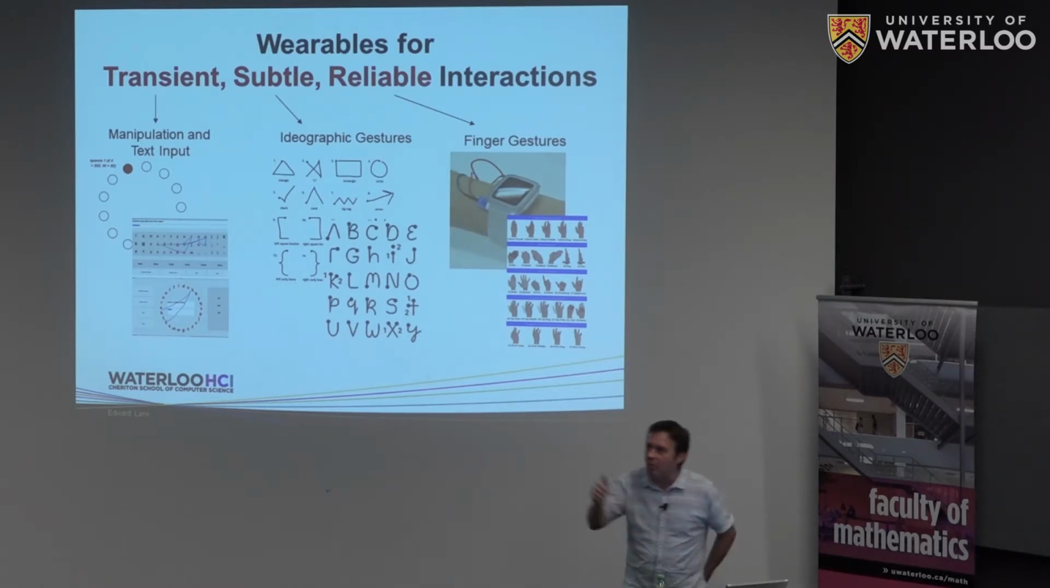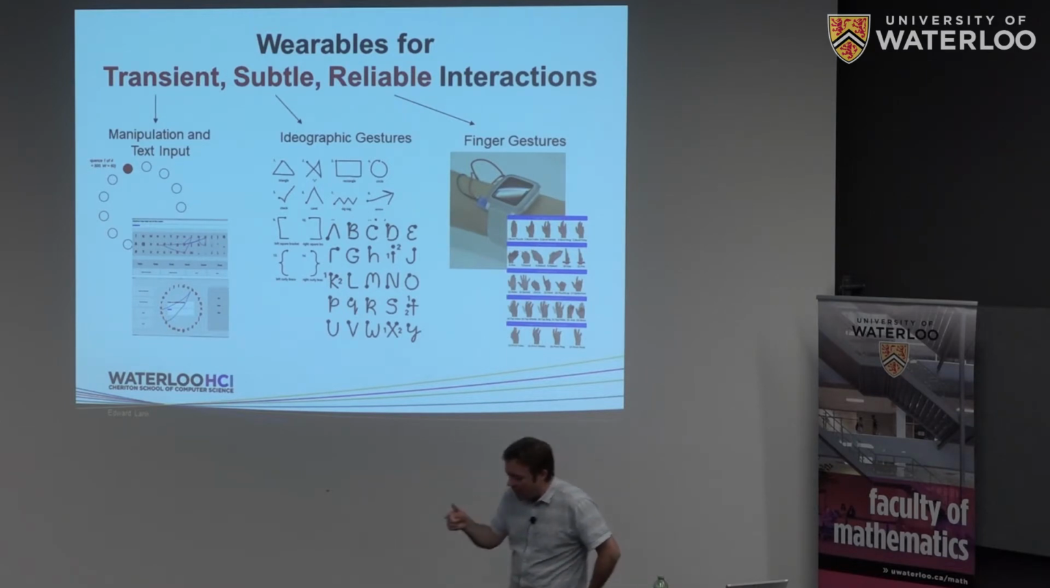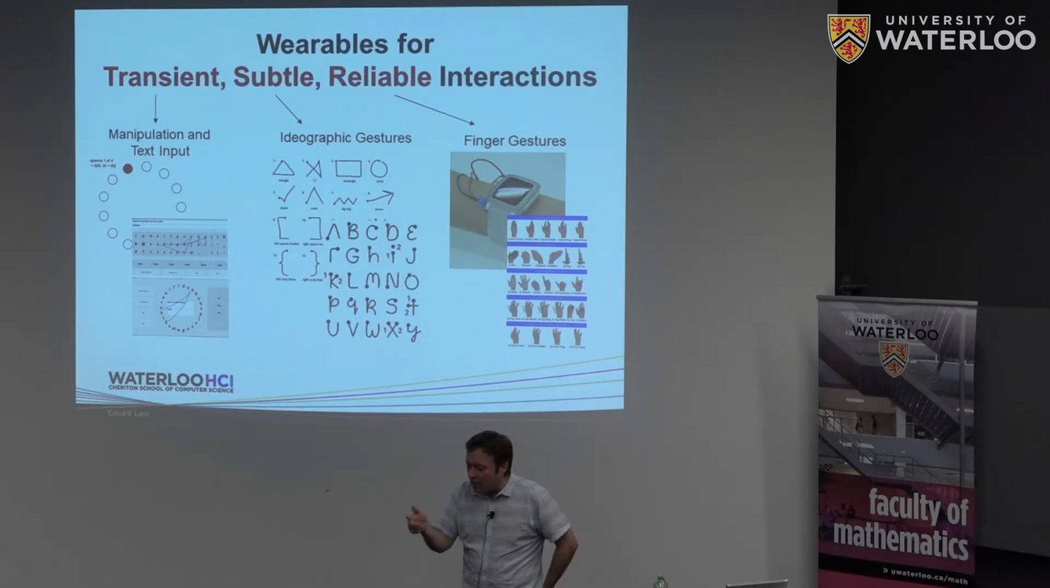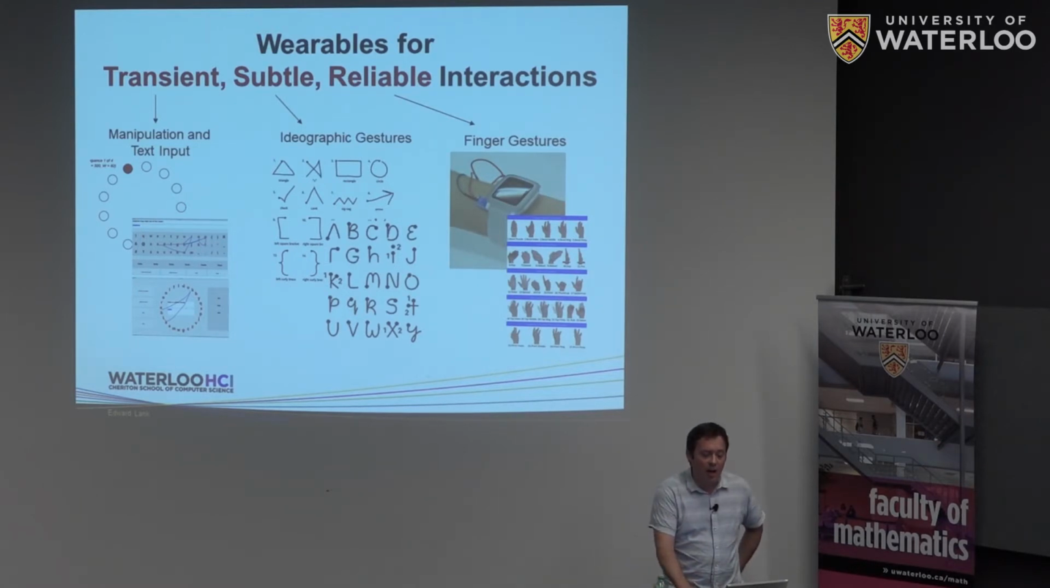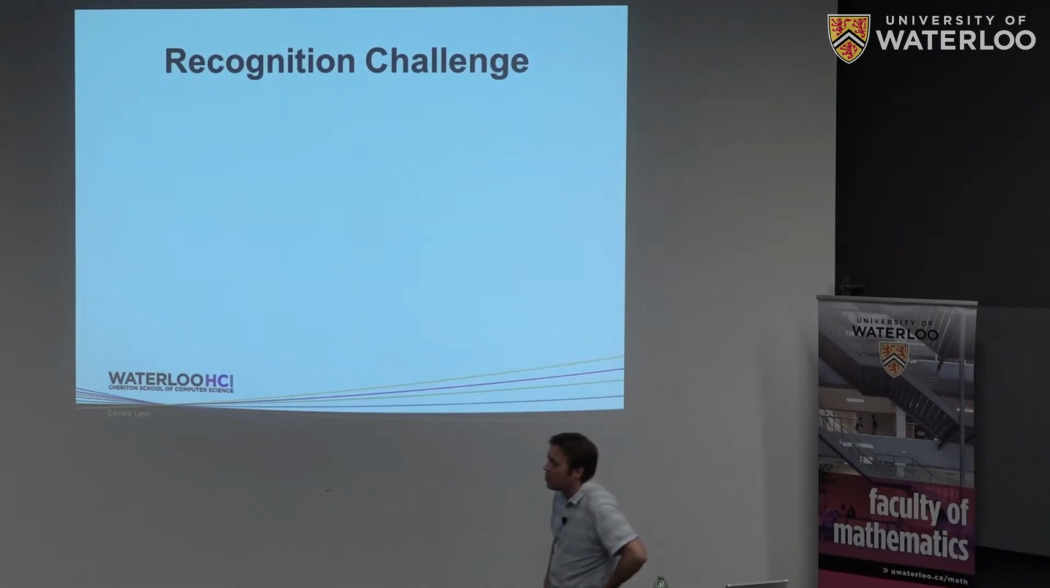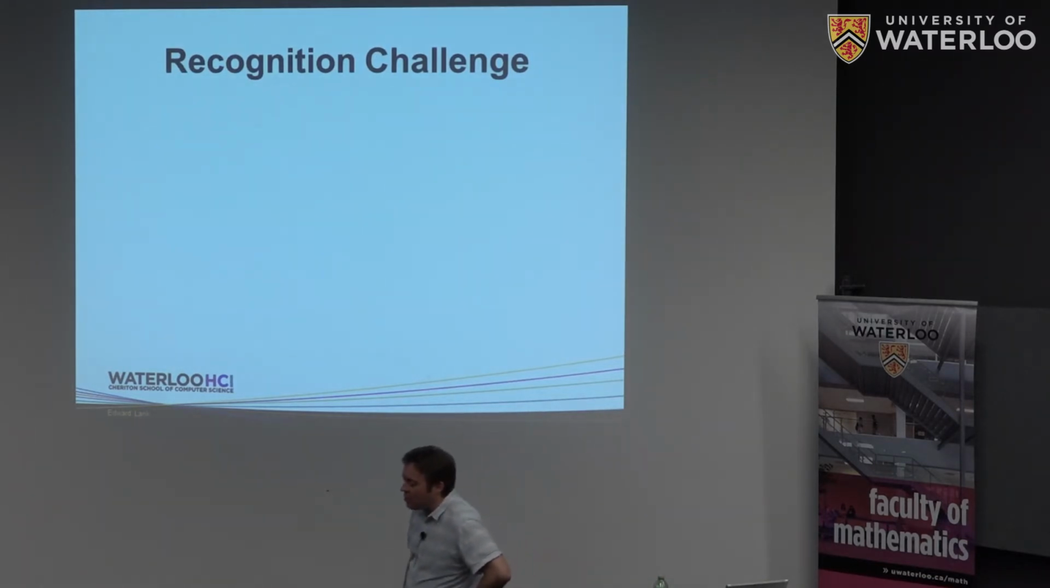So I've talked about subtle input. I've talked about transient input. One of the things that should be clear at this point, or hopefully can become clear, is that there is some recognition that we need to do in this space. And the recognition is actually a challenging problem in this space, in part because of the subtlety of input, but in part just because of the characteristics of motion gestures, and the types of motion gestures that make sense to users and that people want to do and that people can do reliably. So I'm just going to talk a little bit about the recognition challenge.